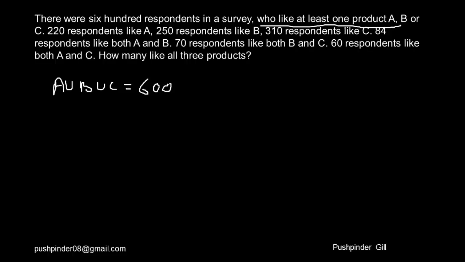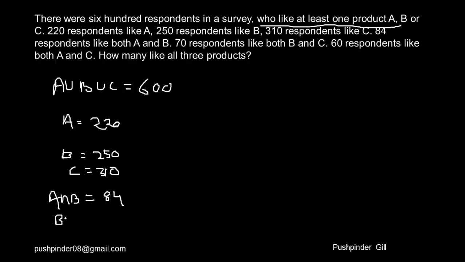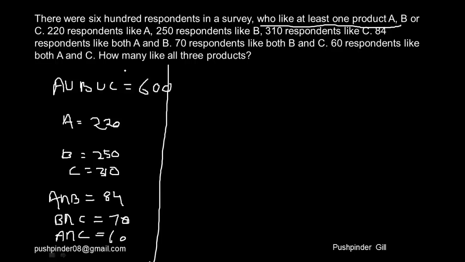Now he has given us that 220 people like A, that means A is equal to 220. Similarly, B is equal to 250. Similarly, C is equal to 310. And what has he given us? He's given us the value of A intersection B. So what is A intersection B? That is equal to 84. What is B intersection C? That is equal to 70. And what is A intersection C? That is equal to 60. So this is everything I know, what he has given me through the question. Now what is he asking us? He's asking us the value of E, the main guy, A intersection B intersection C.